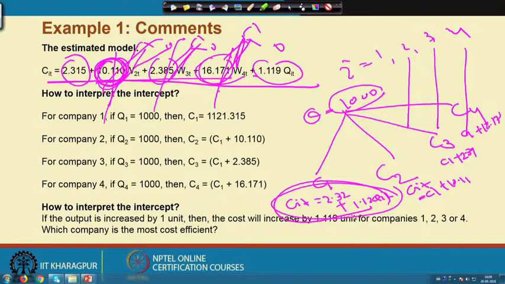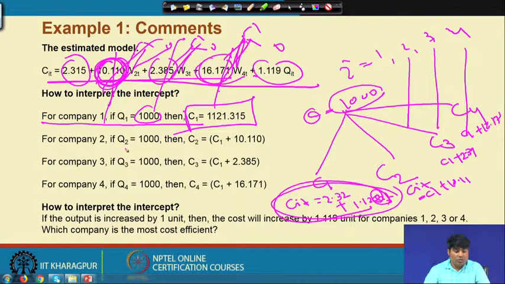Now, to simplify this, for company 1 put q equal to 1000 here and simplify, then the total cost will be, let us say, 1121.32, and that is the cost for company 1 to produce 1000 output. Now, coming to company 2 to produce the same level of output 1000, the cost component will be C1 plus 10.11, that is what we have already obtained.